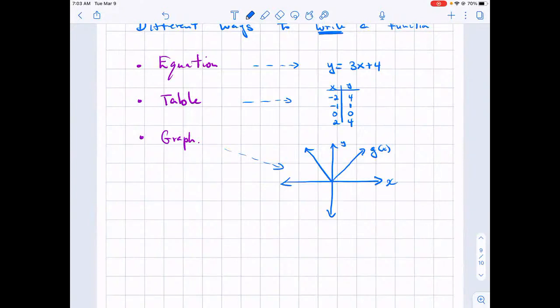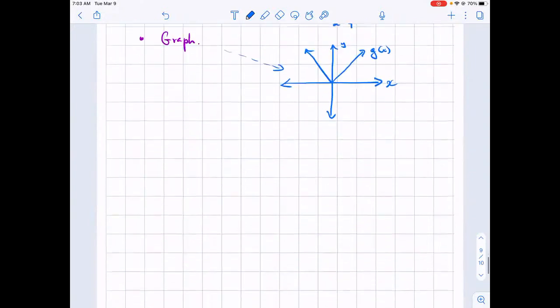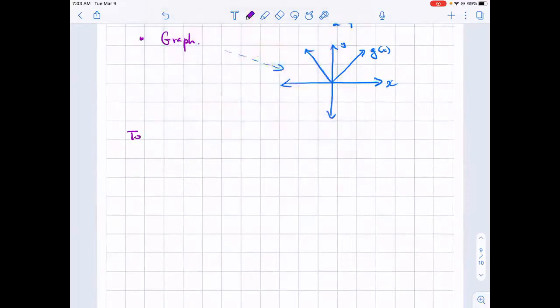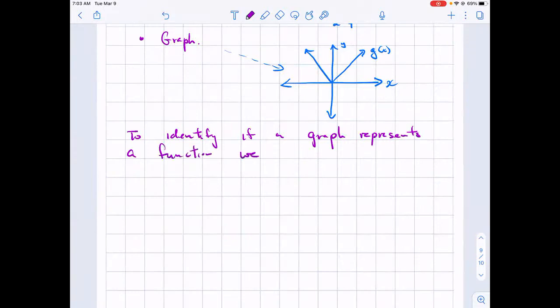So how do we know, we should be able to identify, I showed you the graph, right? I showed you the graph. So when we have the graph, to identify if a graph represents a function, we use the vertical line test. Okay? Always, once you have the graph, only when we have the graph, we use the vertical line test.